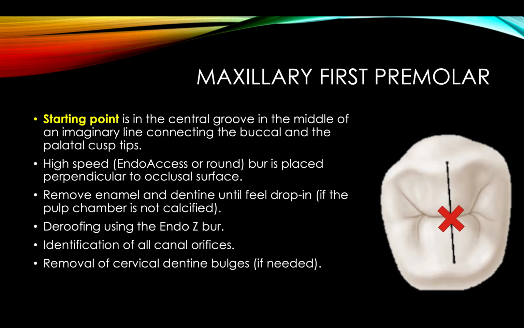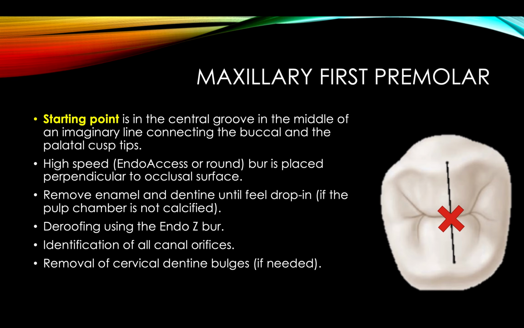Now, we start the access cavity, as we said, in the central groove in the middle of the imaginary line connecting the buccal and the palatal cusp tips. We use the endo-access or high-speed round bur for this purpose, and then we start drilling through enamel and then dentine. Suddenly we will feel a drop-in if the pulp chamber is not calcified, and that means that we have reached the pulp chamber.